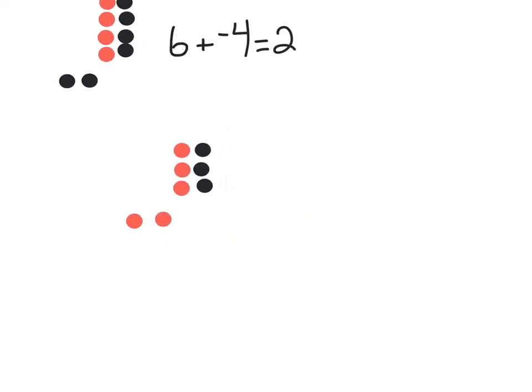Let's take a look at one more example. In this situation, we have 5 red chips and 3 black chips. So once again, we're going to move to make our pairs, our 0 pairs. And in this case, we have our zeros. And what we have left over is 2 red chips. So we are going to write that as 5 red chips plus 3 black chips is going to equal 2 red chips.